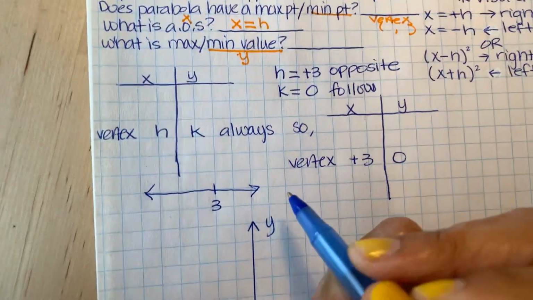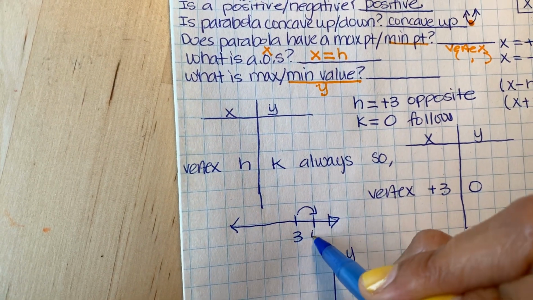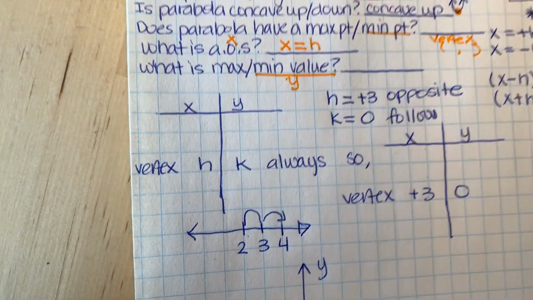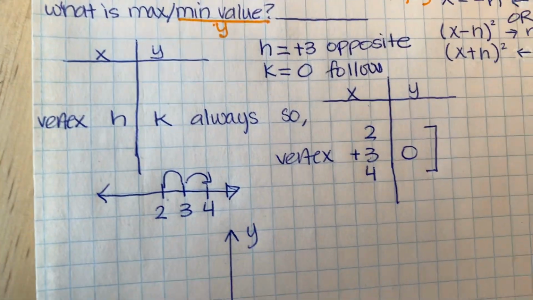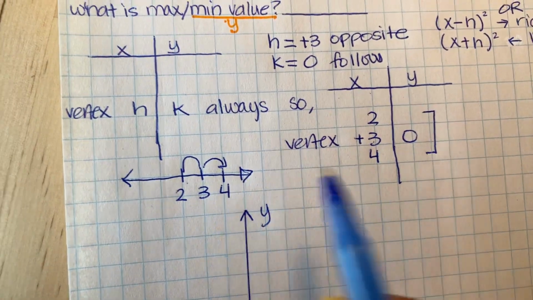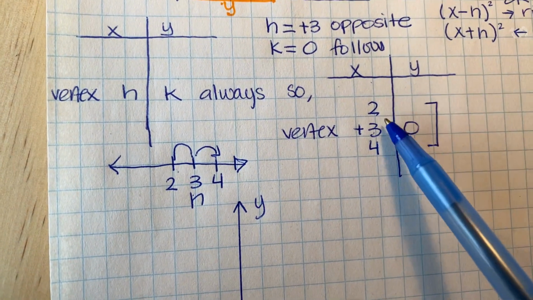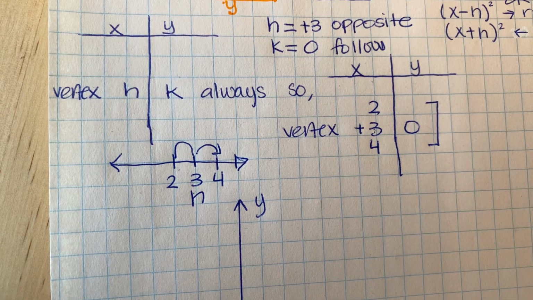Okay, here's the number line. Here's 3, right? If you're looking at the number line, 1 unit is 1. So I'm going to go 2, 4, and these two are equal distance from my 3, right? From my H value, my vertex. And so they should have the same equal Y value output, right?